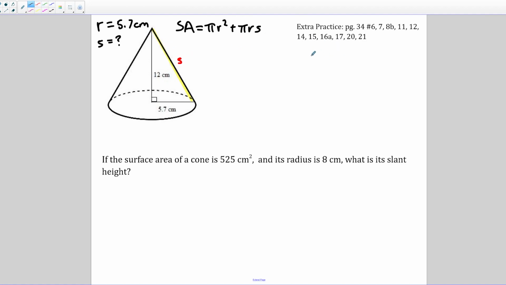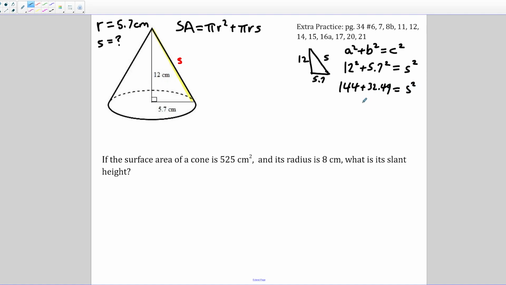And by now, you'll probably know that we need to use the Pythagorean theorem to help us figure out that slant height. So if I label the 12 here and the 5.7 along the bottom, we can go ahead and start using our Pythagorean theorem. A squared plus b squared is equal to c squared. So I've got 12 squared plus 5.7 squared is equal to s squared. So 12 squared, 12 times 12 gives me 144. And then 5.7 squared gives me 32.49. That's going to be equal to s squared.